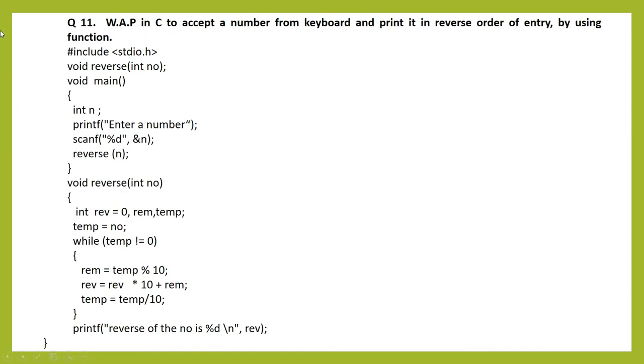Now the next one is: write a program in C to accept a number from the keyboard and print it in reverse order of entry by using a function. Already I have discussed the palindrome program, and that program has the same logic as the reverse program. So palindrome and reverse are both the same concept.